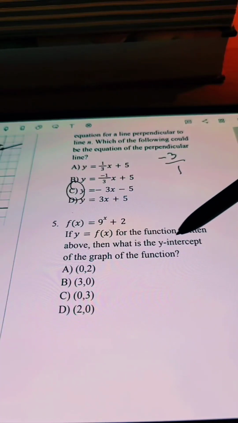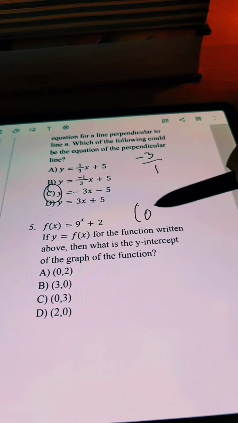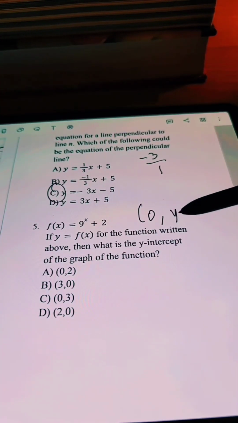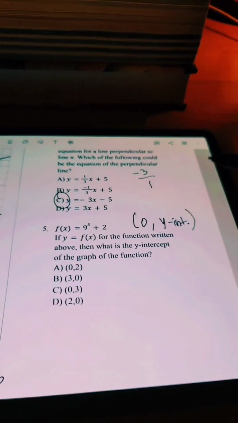For this function, what is the y-intercept? If you think about the y-intercept as a point, it's 0 for the x, and then your y-intercept is going to be the y value when you plug in 0 for x.